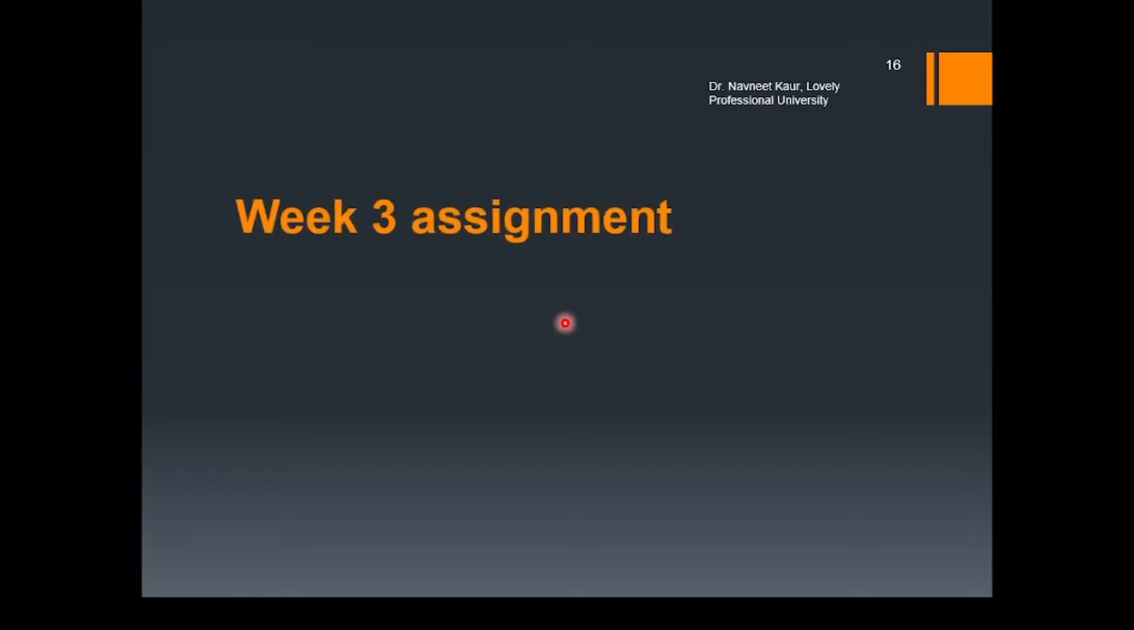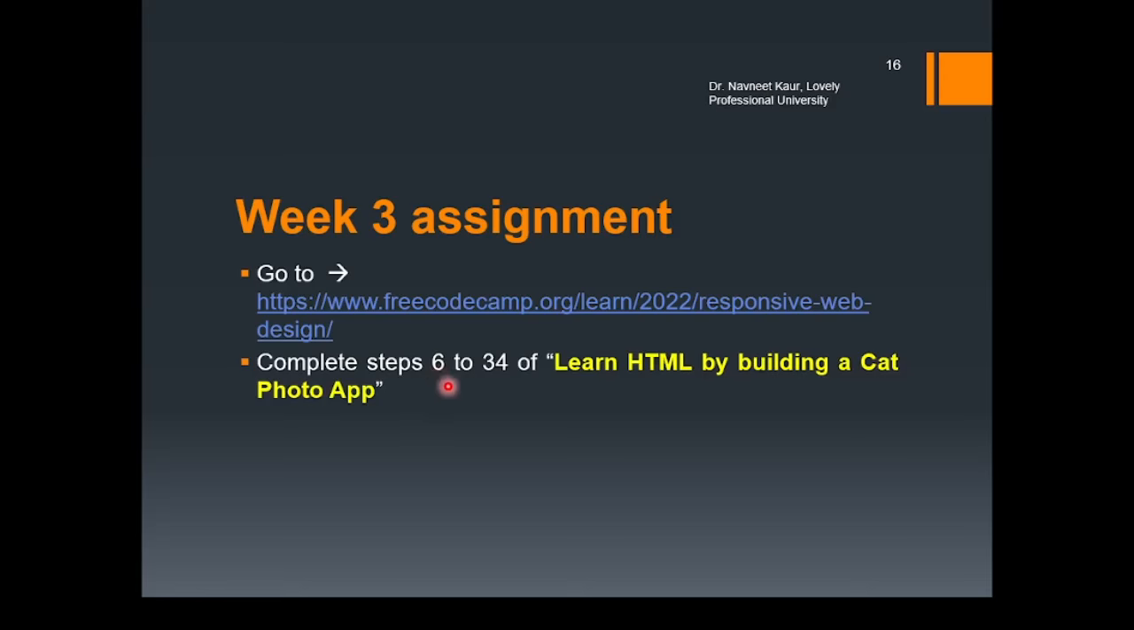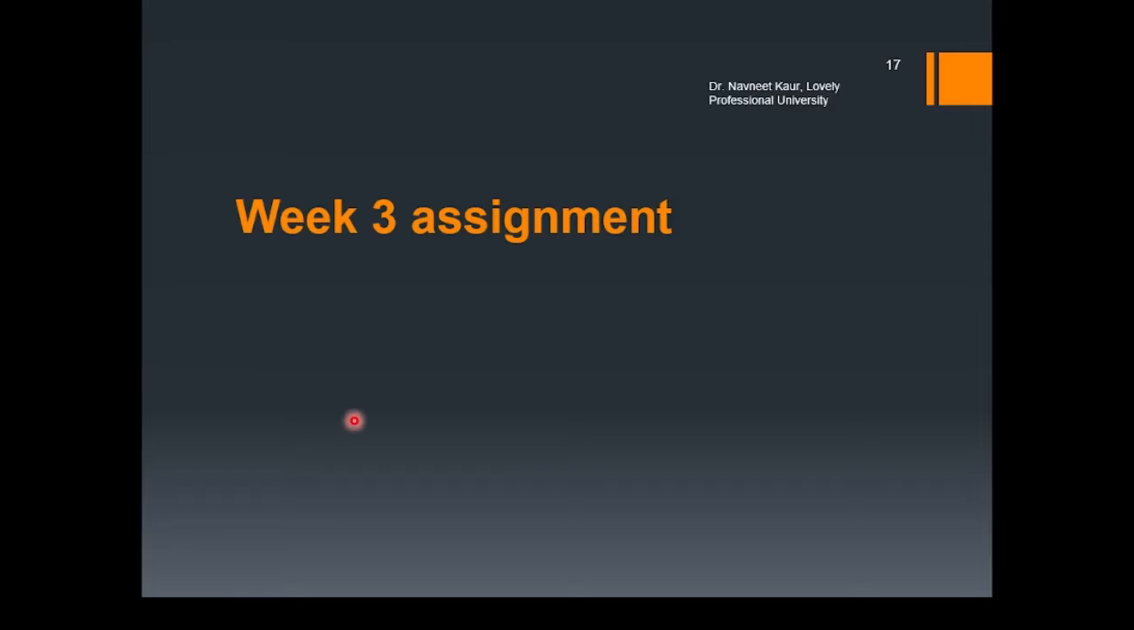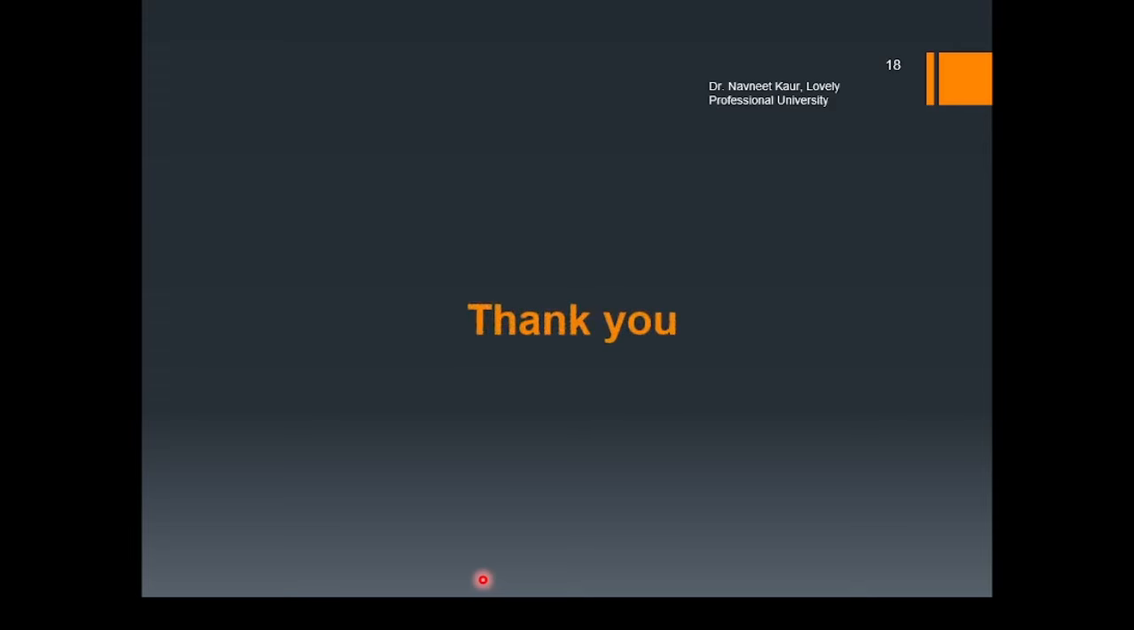Let's talk about the week 3 assignment. You need to go to freeCodeCamp Responsive Web Design, and you must cover steps 6 to 34 for Learn HTML by building a cat photo app. I have also included one screenshot of the same that will help you in knowing what the different tasks to be covered are. So you need to cover the tasks which have been tick marked with red color. The first 5 have already been covered in the past lecture. So you need to cover from 6th till 34. That's all for lecture number 3.